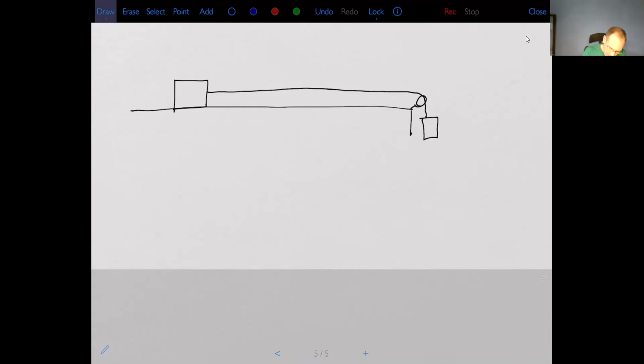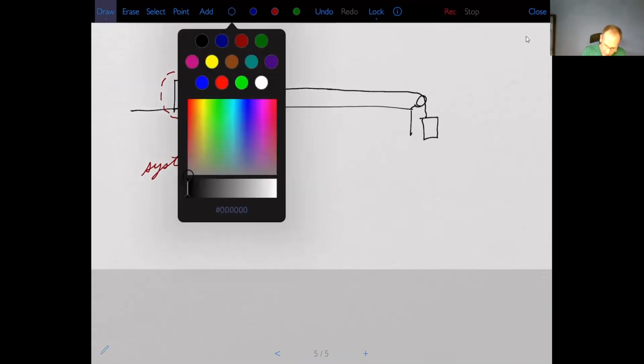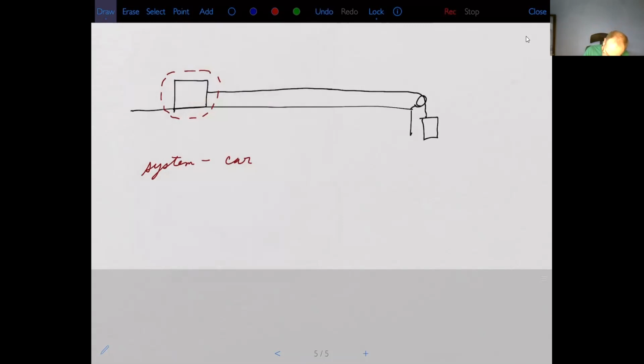Well, the system that we're going to consider is, again, just the car, the car on that flat track. So this is going to be our system, just a car. Well, what are the forces acting on that car? Well, we have the weight again, so that acts towards the center of the earth, right downwards.